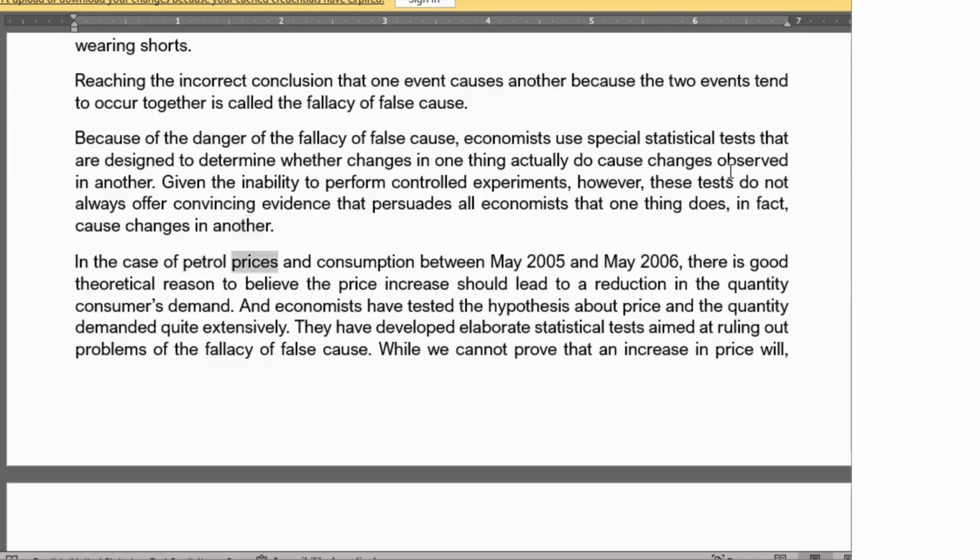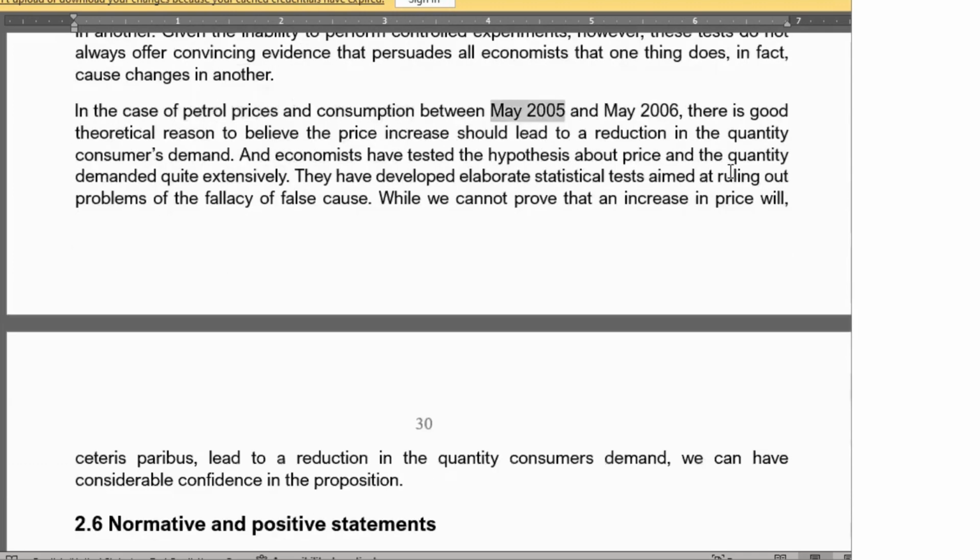In the case of petrol prices and consumption between May 2005 and May 2006, there is good theoretical reason to believe the price increase should lead to a reduction in the quantity consumers demand. And economists have tested the hypothesis about price and the quantity demanded quite extensively. They have developed elaborate statistical tests aimed at ruling out problems of the fallacy of false cause. While we cannot prove that an increase in price will, ceteris paribus, lead to a reduction in the quantity consumers demand, we can have considerable confidence in the proposition.